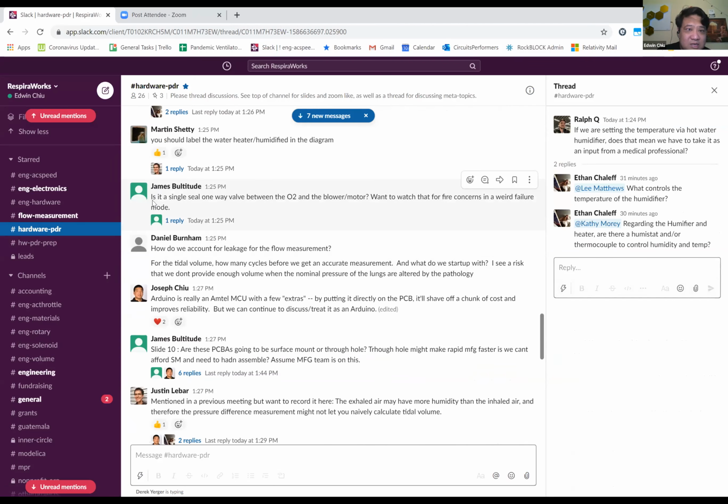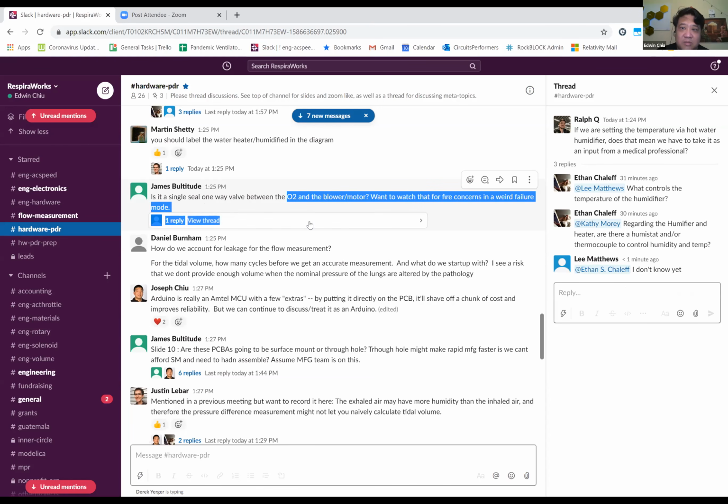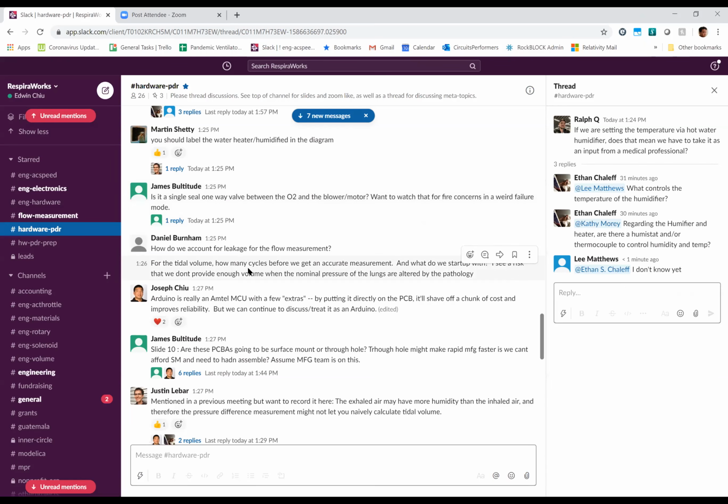James writes, is it a single seal one-way valve between the O2 blower, O2 and the motor blower? Want to watch for fire concerns in a weird failure mode. We don't exactly know what that interface is going to look like. In a lot of medical situations, you have a constant flow regulator that's on an oxygen tank or oxygen source. And so that will be providing a pressure that is always positive and always higher than the pressure that we have in our ventilators.